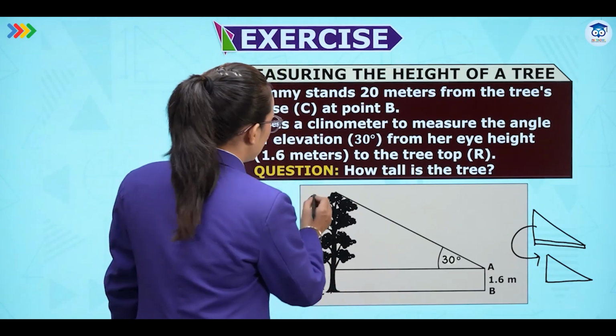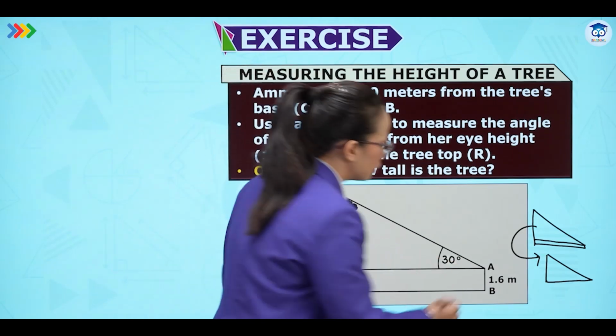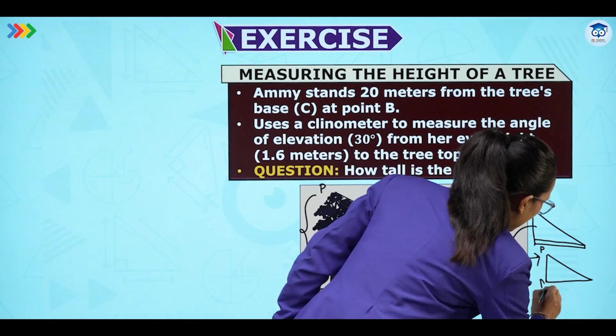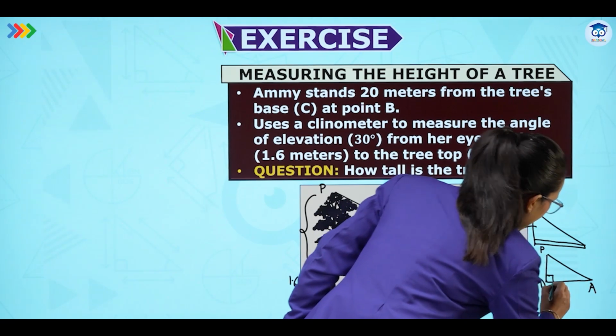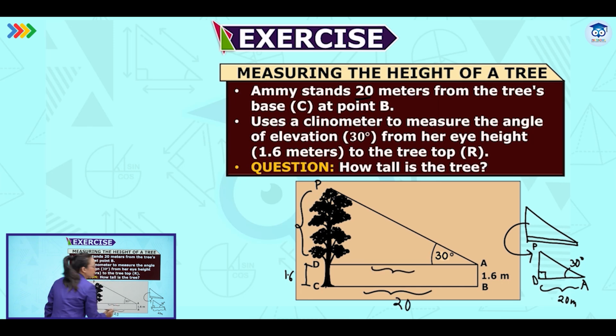So suppose this value is P. Now we have PDA, and this PDA is a right angle triangle, with this angle 30 degree. Now we have this 20 meter. So this is 20 meter, because this part is 20, which implies this is also 20.